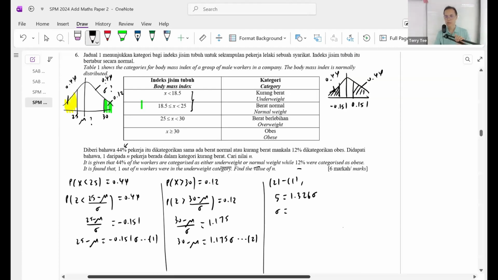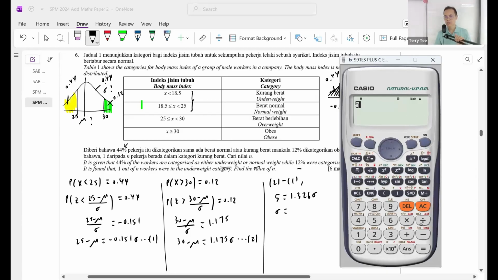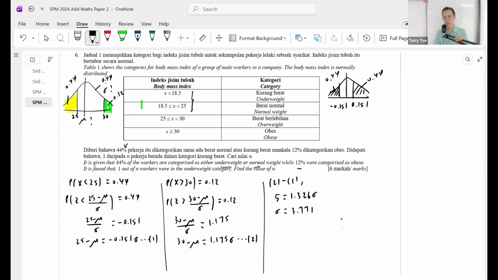So what is sigma? 5 divided by this answer. This will give us 3.771. Okay, so once you got your sigma, you sub inside equation number 1 or number 2 also can. I think I take number 2.